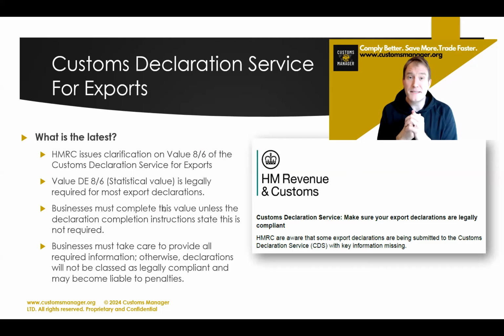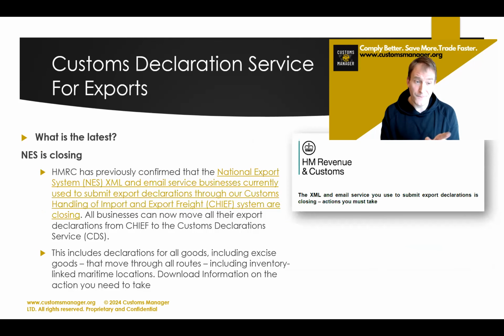Also, two more little nuggets on CDS. The first is the question of valuation. Traditionally, we focus on customs valuation in the context of imports. HMRC would like it clarified that we need to focus on value for exports as well, for statistical reasons. You need to declare the value of the products, and that needs to be accurate following customs valuation rules. You must include this, otherwise you'll get an error. We don't want that. So please note data element 8.6 needs to be completed as well.